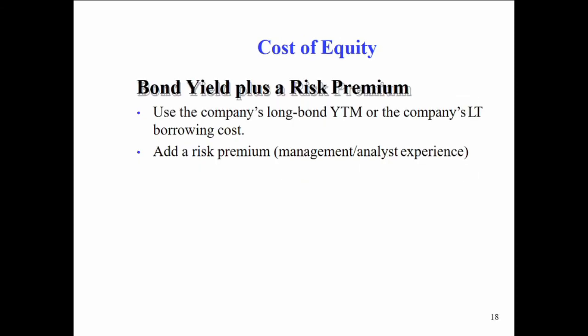So the bond yield plus risk premium is another way of calculating the cost of equity. Like I said previously, this is going to be based on the company's long-term yield to maturity or the company's long-term borrowing costs. A risk premium will need to be added to this though, to take into account that the cost of equity is more risky than the cost of debt. This risk premium is based on judgment.